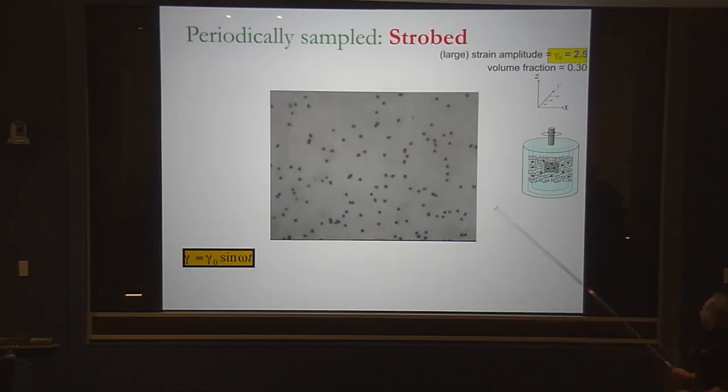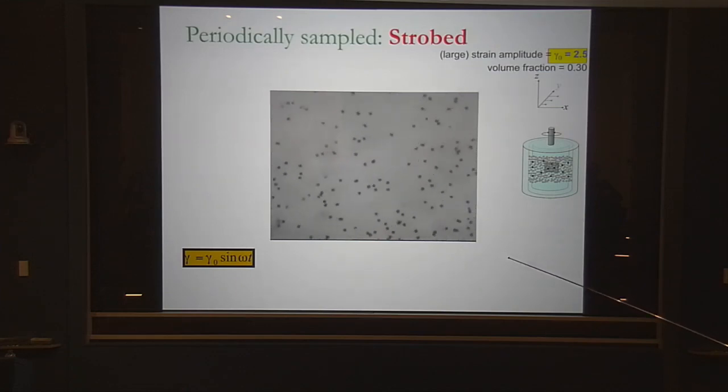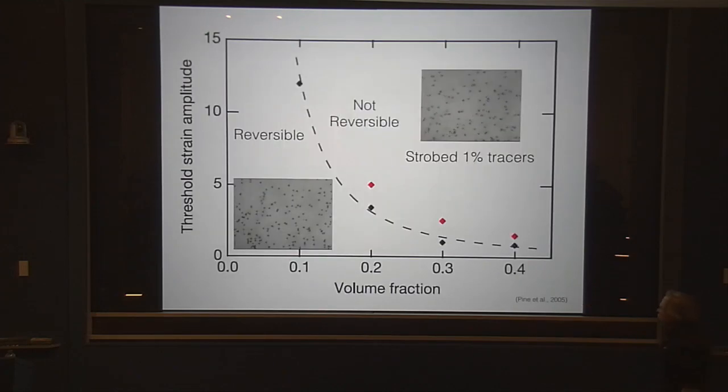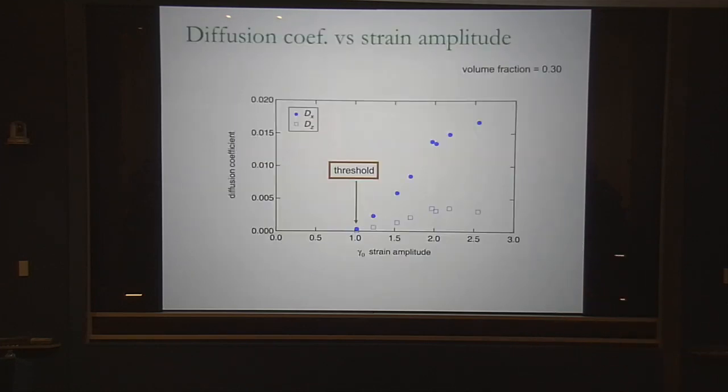Then they made the mistake of trying at a higher strain, like that. And when they did that, it looks like this. Clearly not reversible. This is strobed. Of course, this critical strain that you have to apply to get it not reversible depends on the volume fraction. Here's sort of a phase diagram for it. But what's really interesting is that at a fixed volume fraction, up to a certain strain, it's really reversible, and above that, it looks essentially chaotic or diffusive. So this is really an interesting discovery.